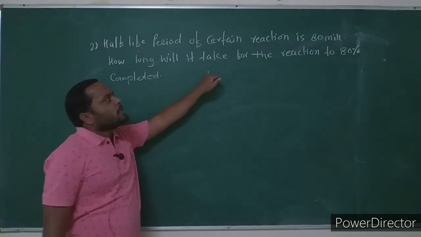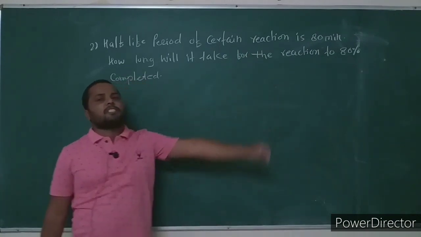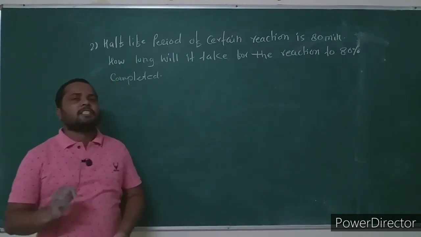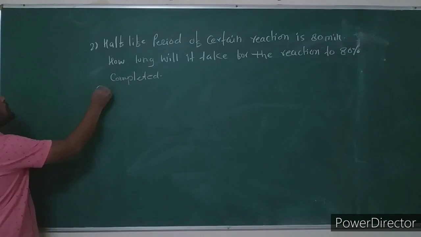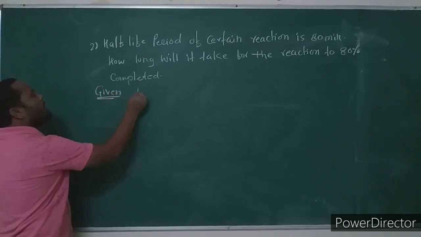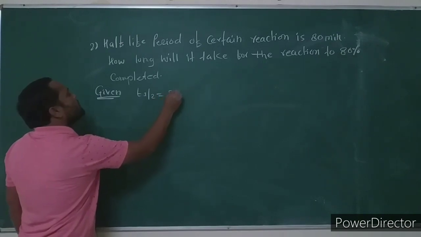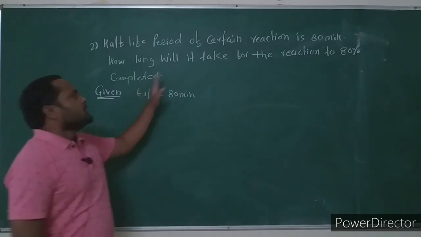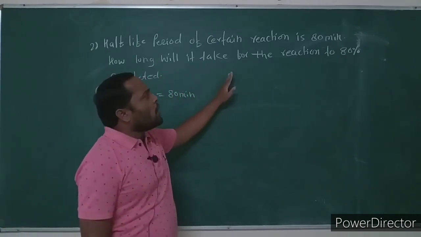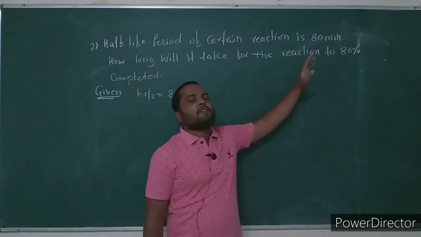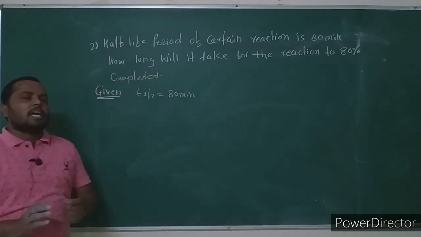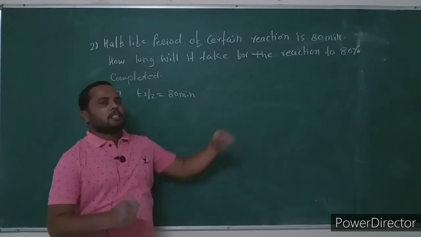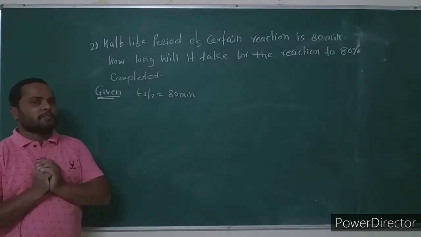In this problem, the half-life period of a first order reaction is given. It is 80 minutes. Then consider the solution. The half-life period of the given first order reaction is 80 minutes. Then the second part of this problem: how much time is required for completion of 80% of the reaction?